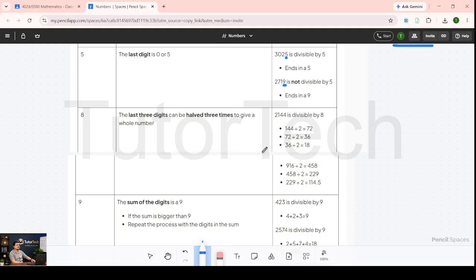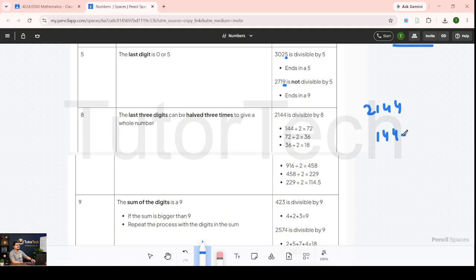Then we need to find out if the number is divisible by 8 or not. So the last three digits can be halved 3 times. In this case, we need to take the last three digits and halve them three times. Like we have the number 2144, and the last three digits are 144.